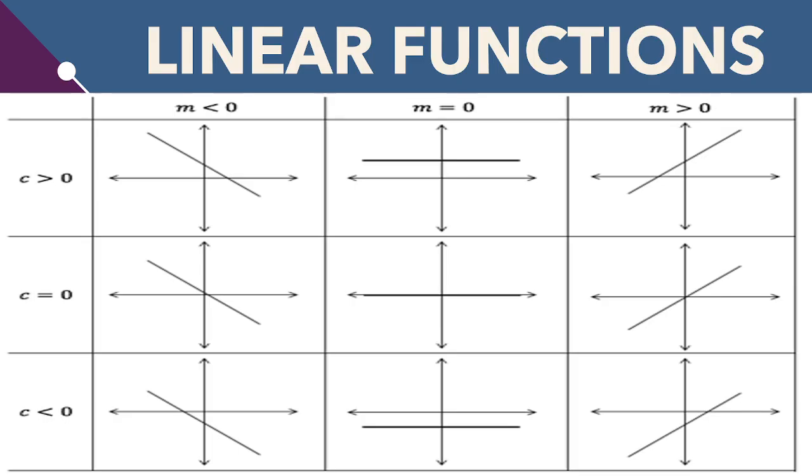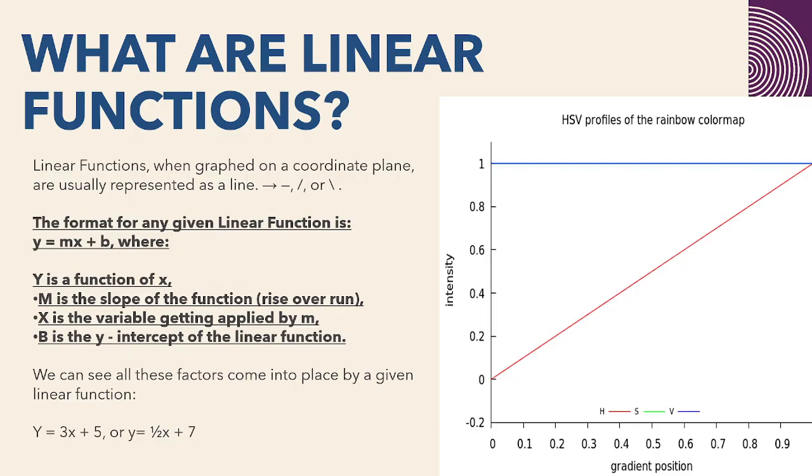So let's start with linear functions. What are linear functions? Well, linear functions, when graphed on a coordinate plane, are usually represented or graphed as a line. And so the format for any given linear function is y equals mx plus b, where y is a function of x as y is equal to something, right? m is the slope of the function, x is the variable getting multiplied by m, and b is the y-intercept, or the starting point of the linear function.